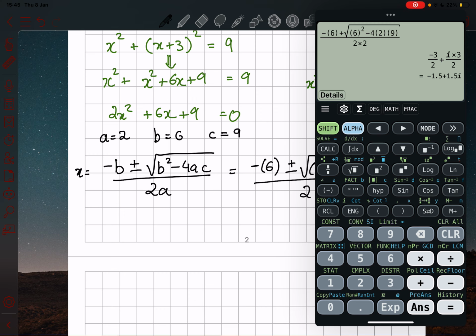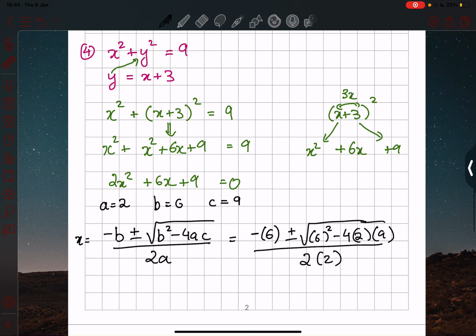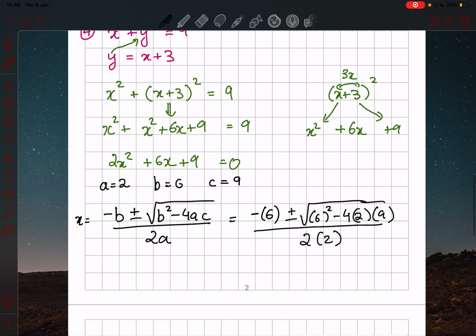Ooh, we've got trouble. We've made a mistake somewhere. What mistake did we make? That's an imaginary root. x squared plus y squared is 9, y equals x plus 3. We plug that in: x squared plus, 6x squared over 2. I think there is something wrong with this question. 2x squared.